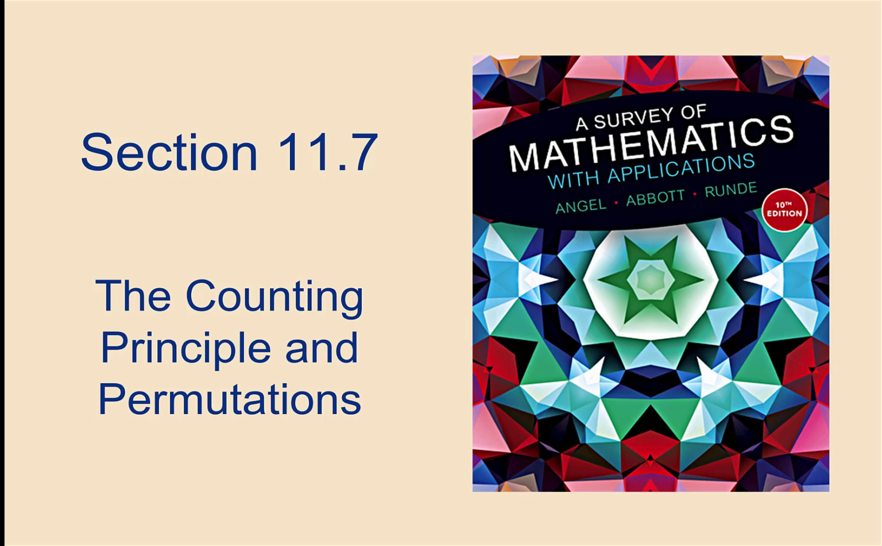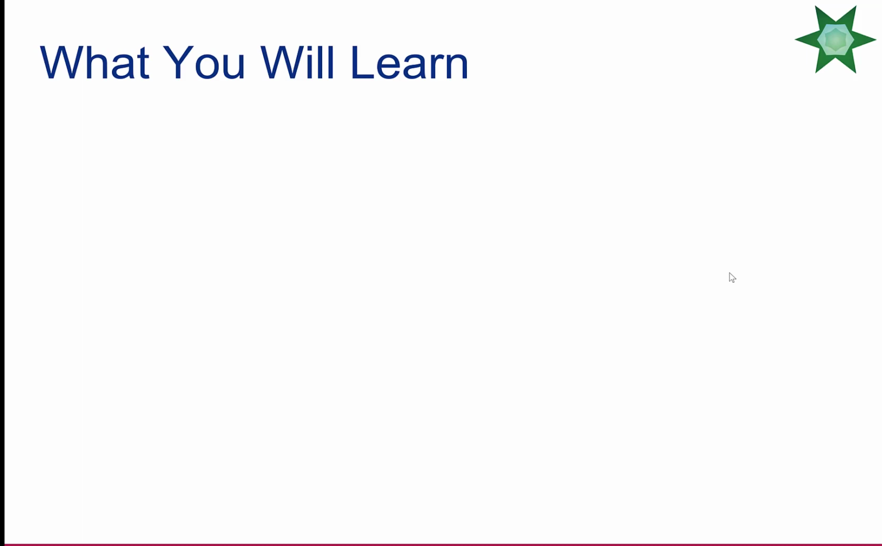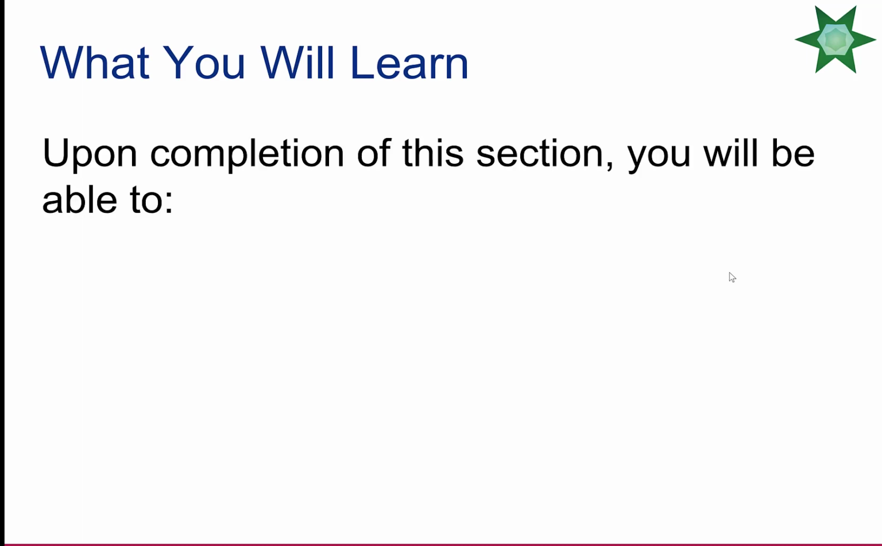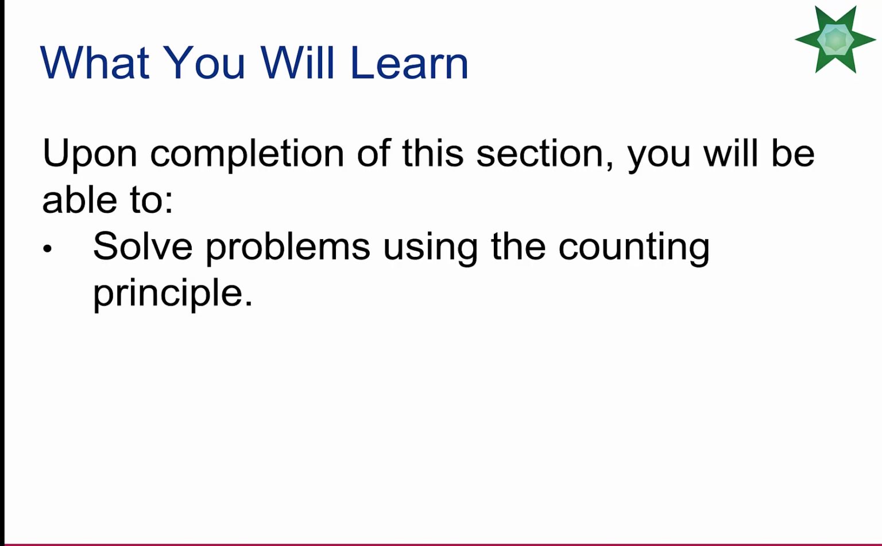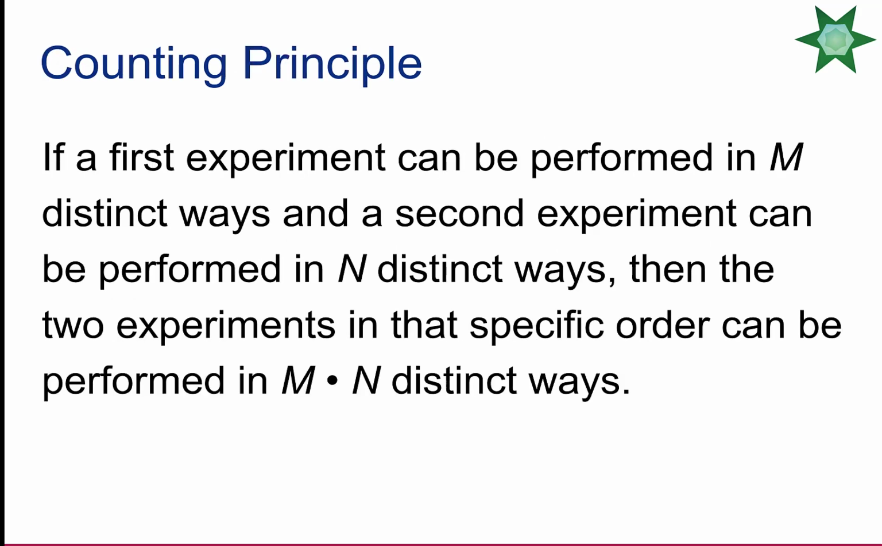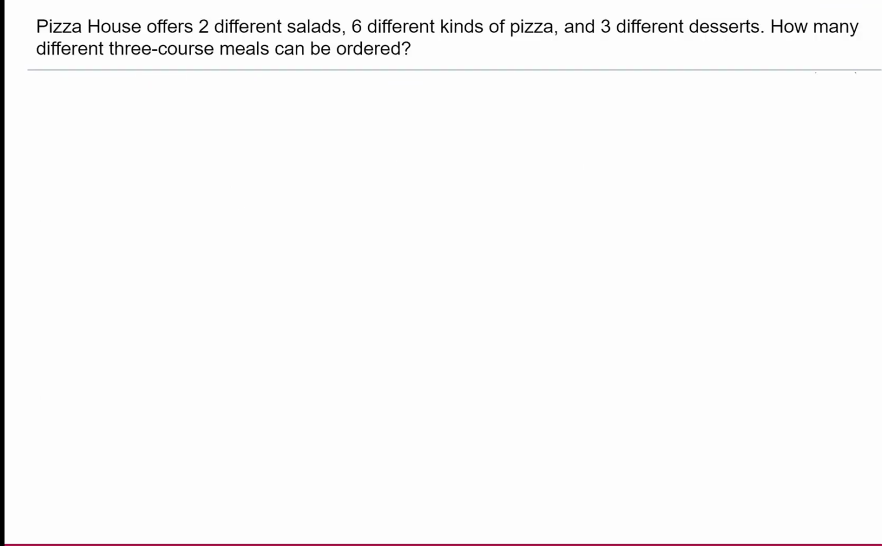And the final section in probability is the counting principle, and we're going to talk about the counting principle as it relates really to what we learned in the tree diagrams. And we're not doing permutations. I should have left that out of there. If a first experiment can be performed in m distinct ways and a second in n ways, then the 2 experiments in that specific order can be performed in m times n ways. We already saw this in section 11.4.